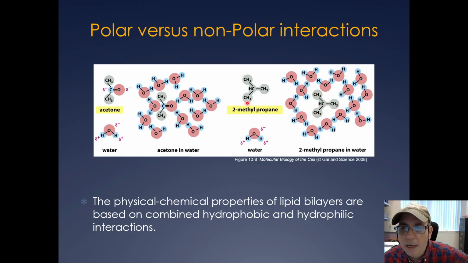Okay, and so if you were to have a whole bunch of methylpropanes here, they would all coalesce together in the water and separate, and so there'd be a phase separation here. And so it's the physical chemistry of the lipid bilayers, the combination of hydrophobic and hydrophilic interactions occurring in these amphiphilic lipids, that give them their character, right?